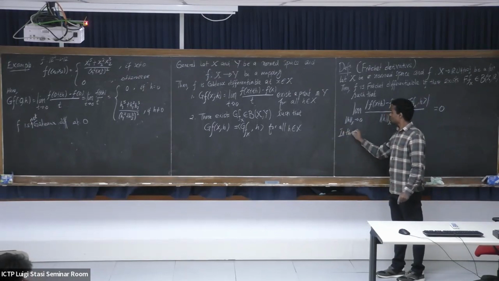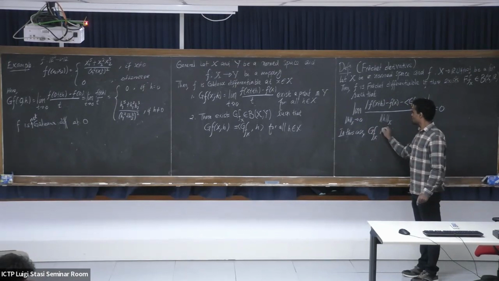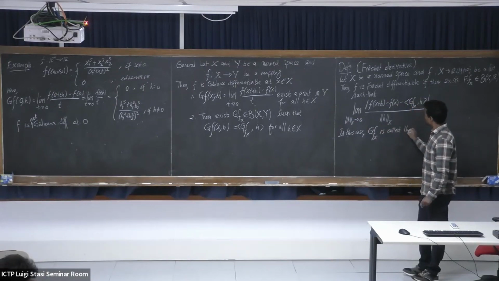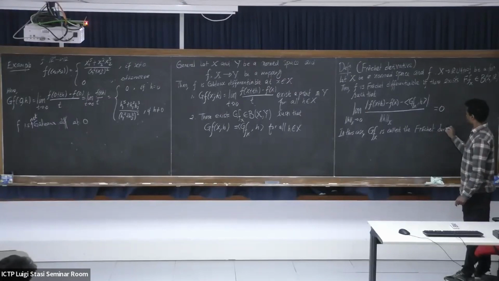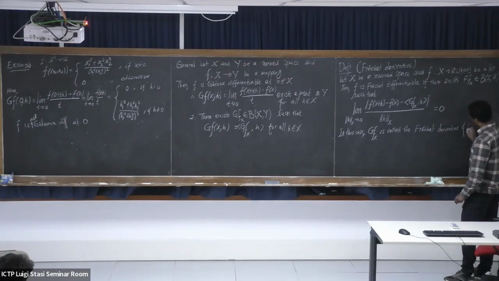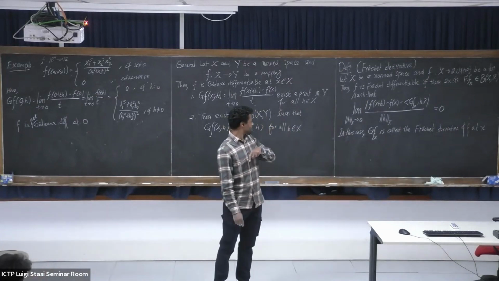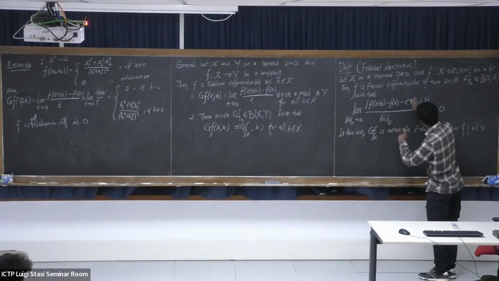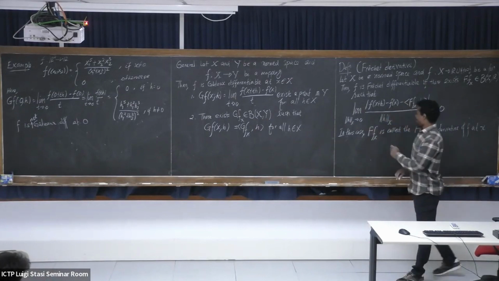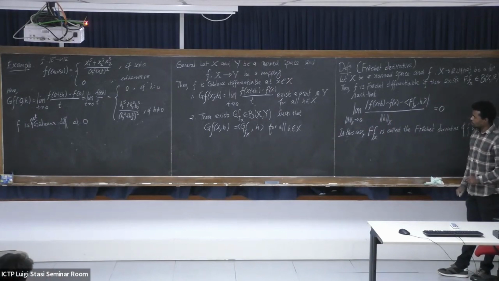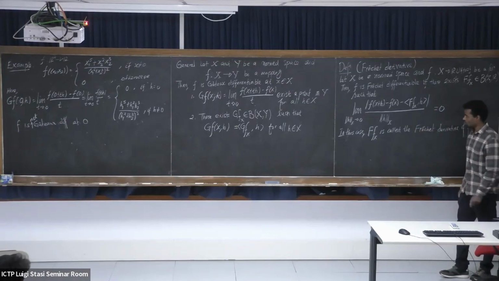In this case, if this exists, this operator is the Fréchet derivative, big F. In the sense of Fréchet, if you can find it so that this limit is 0, so this is very solid.